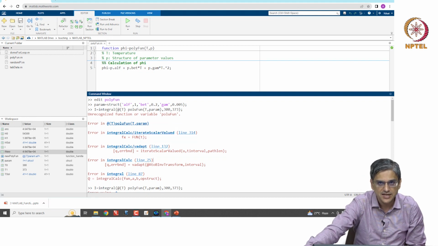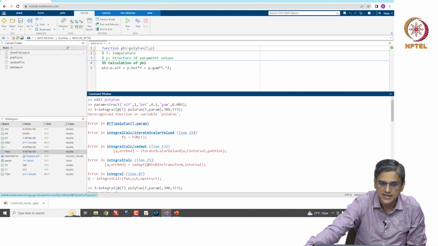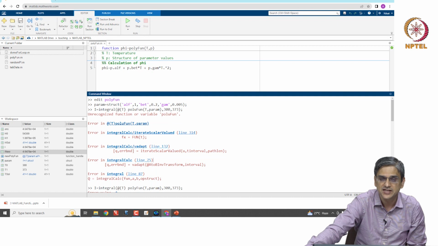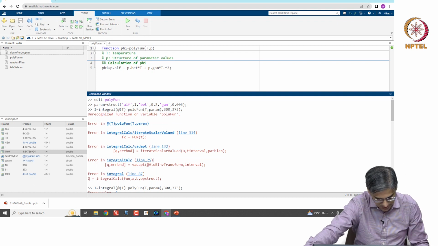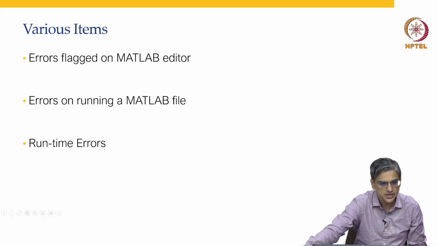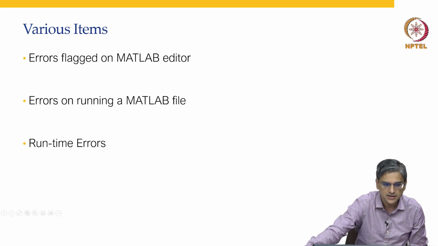As soon as I realized the name polyfun had a problem, I converted it into polyfun and was able to rectify this error. Okay? What I showed you are errors that were flagged in the MATLAB editor and errors that came out on running the MATLAB file. So, these are the two common errors.